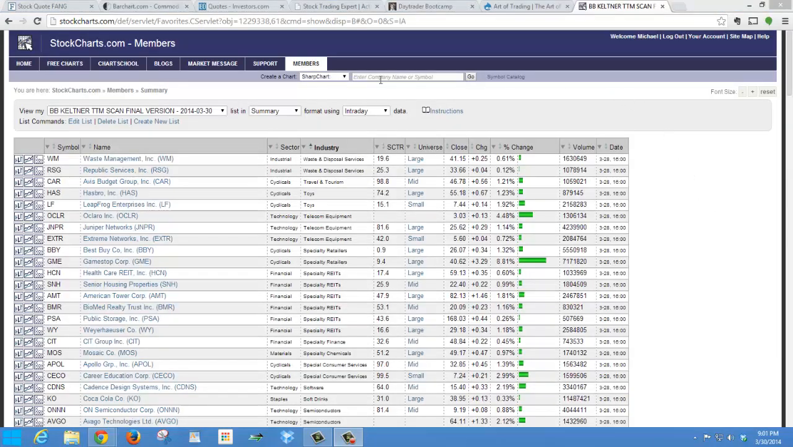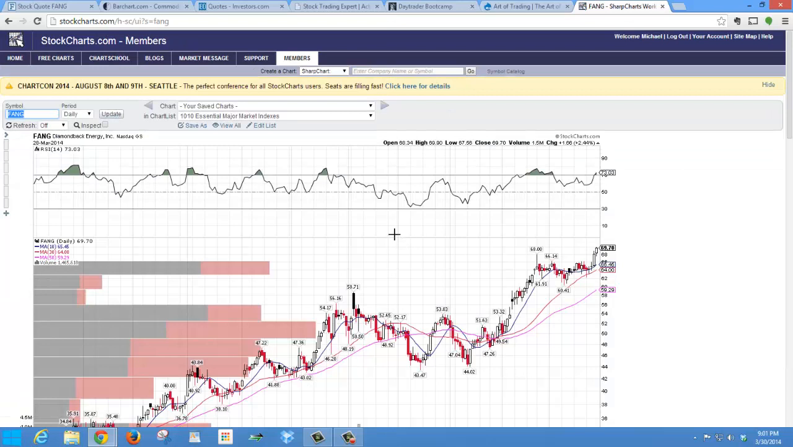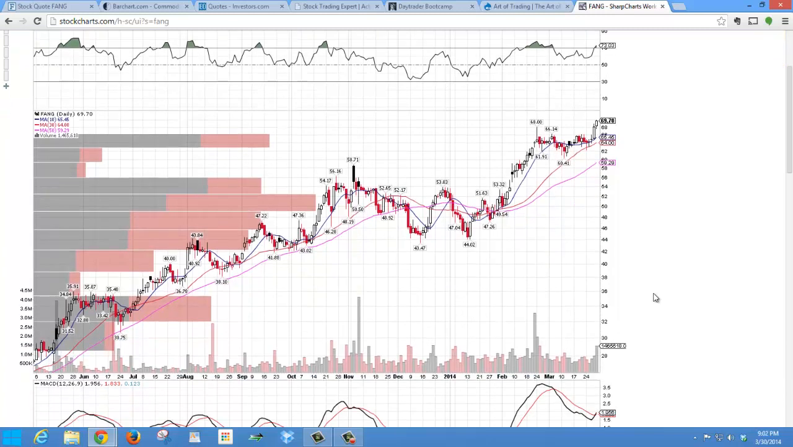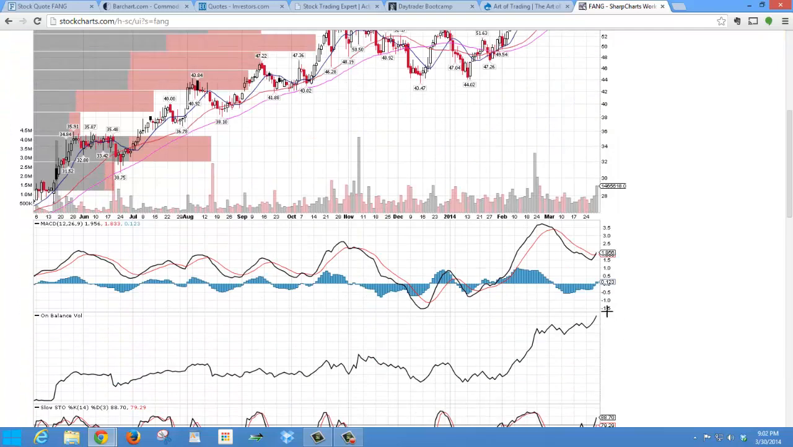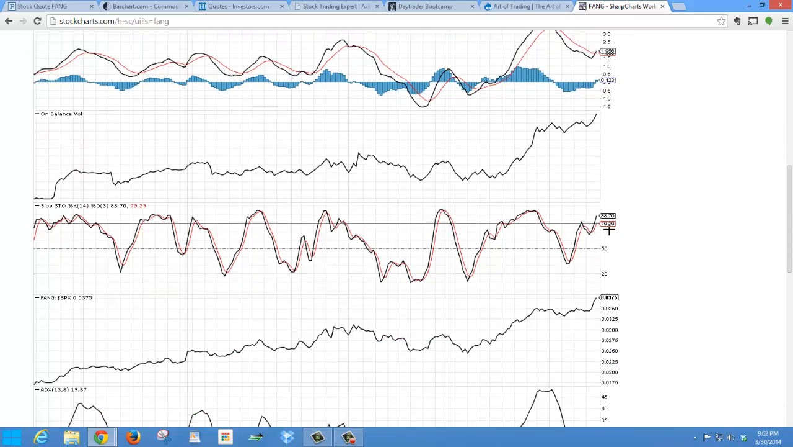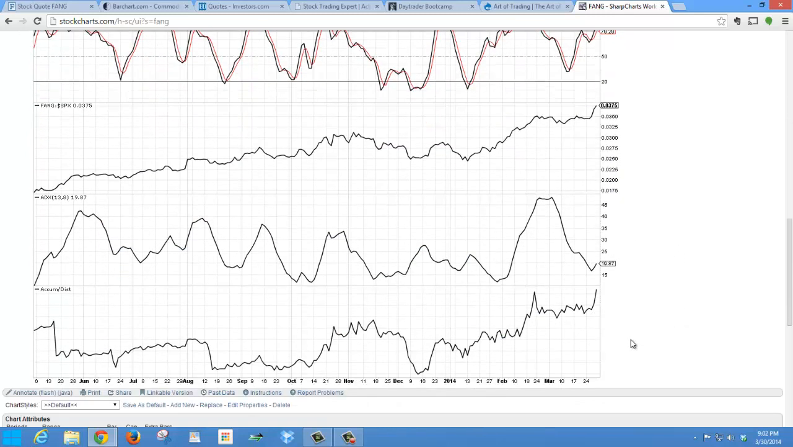Okay, now we'll go back over to stockcharts.com, and I'll punch in our FANG that we were looking at. As you can see, this had a nice base here and a breakout right around in here. And then also you can see increasing volume. Our MACD was turning up. On balance volume was increasing. Stochastics were also going up.